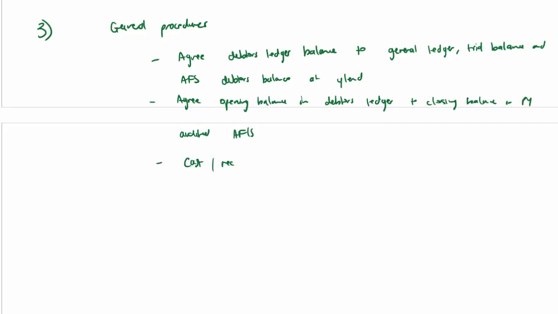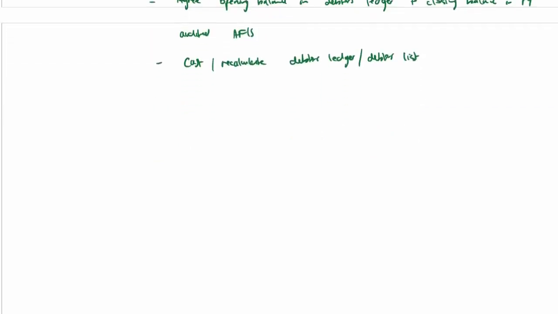Cast and recalculate the debtors ledger or list. You could have asked them for a list too. Scan the debtors ledger or list or age analysis for unusual items like credits or long outstanding debtors.